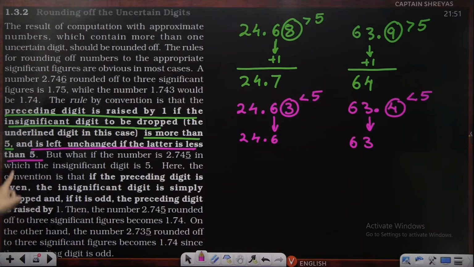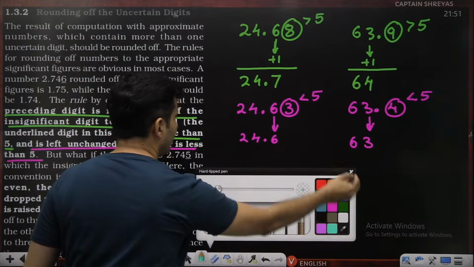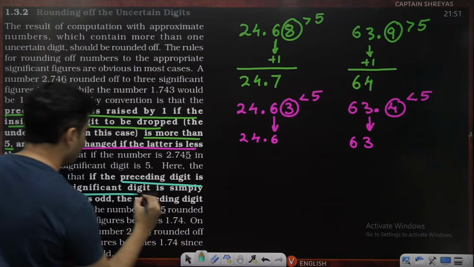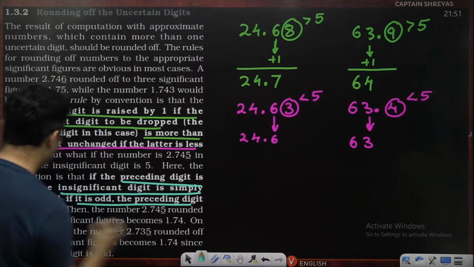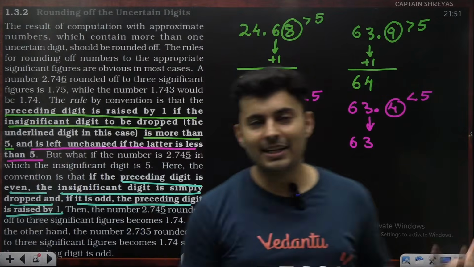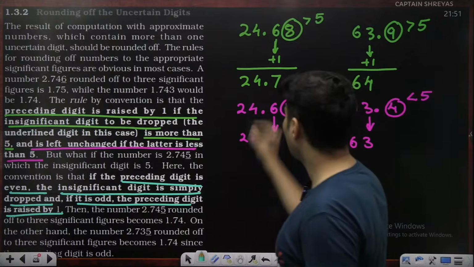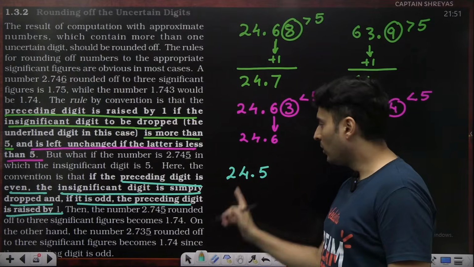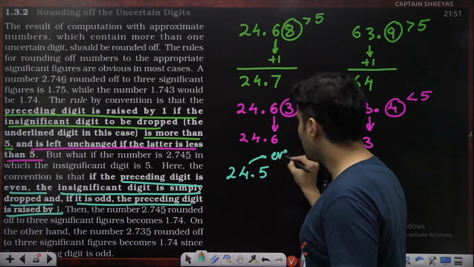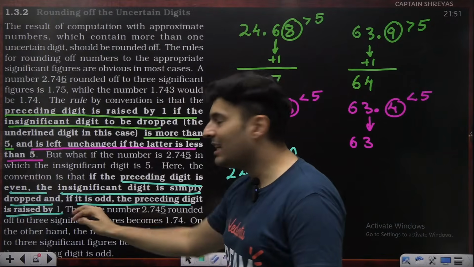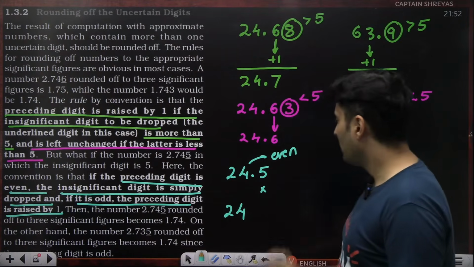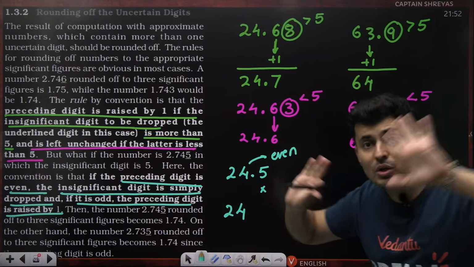Okay. Now, the last case: what if the last digit is exactly equal to 5? If the preceding digit is even, then the insignificant digit is simply dropped, and if it is odd, the preceding digit is raised by 1. The way they write it looks very confusing. What they mean is that, for example, if it was 24.5, check the previous digit. It is even, right? So when it is even, keep it as it is. Just drop the 5 and write it as 24. Even should not be affected.